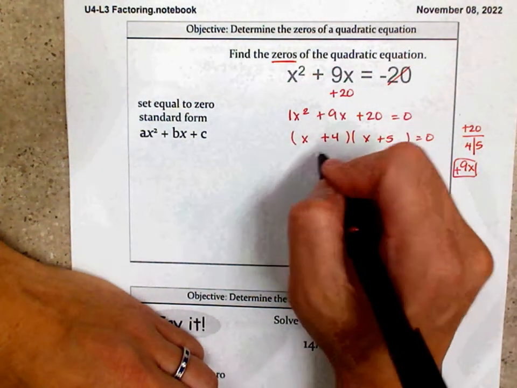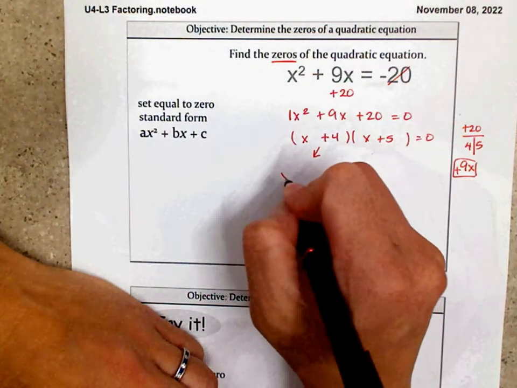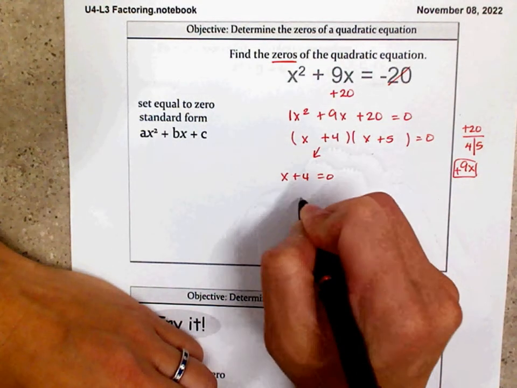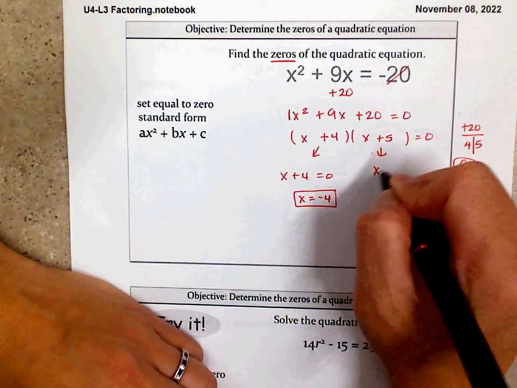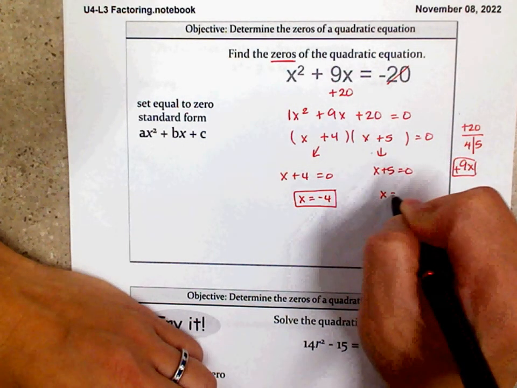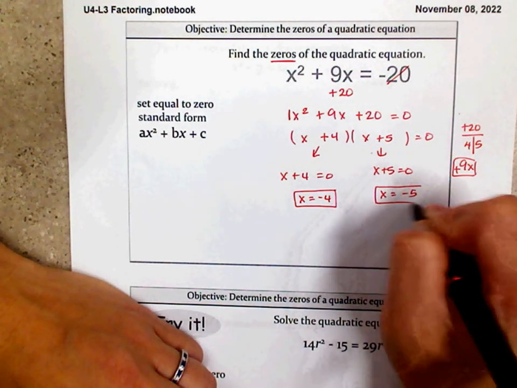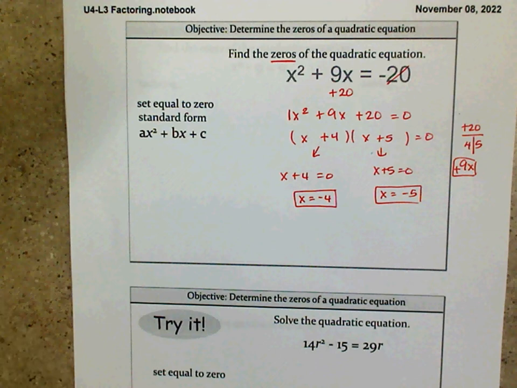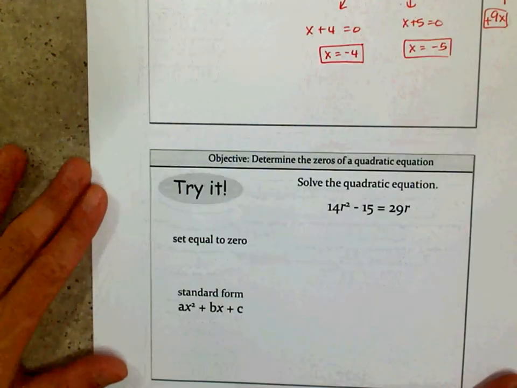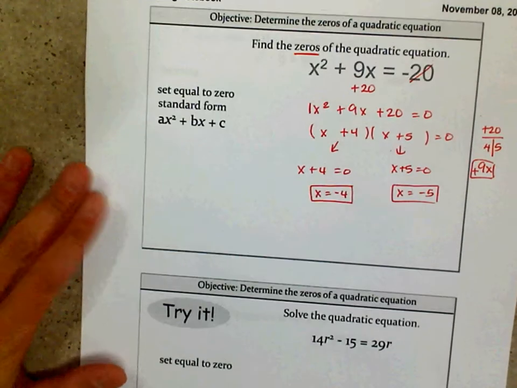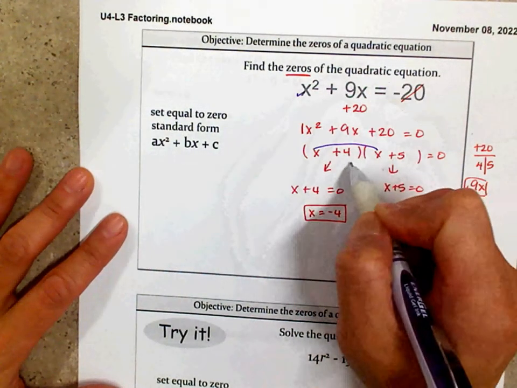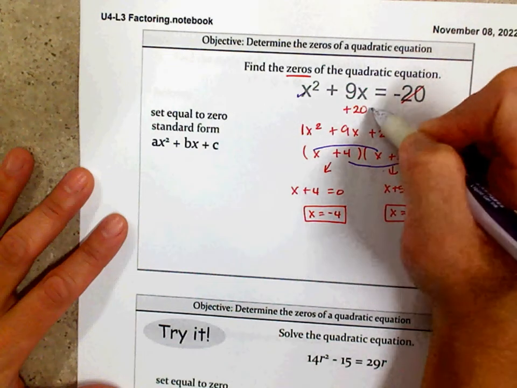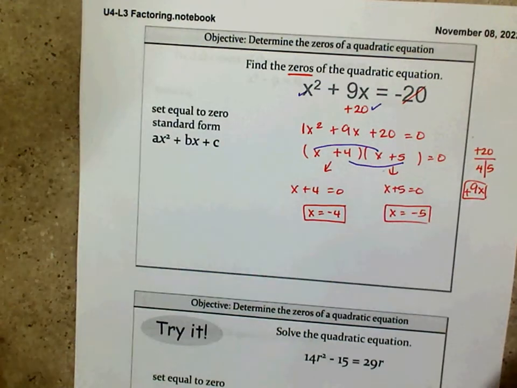Your leading coefficient is 1, so you don't have to do anything. It says to find zeros. So x plus 4 equals 0, x is equal to negative 4. x plus 5 equals 0, x is equal to negative 5. Okay. Check your numbers. x times x, x squared; 4 times 5, positive 20. Good. Always check.